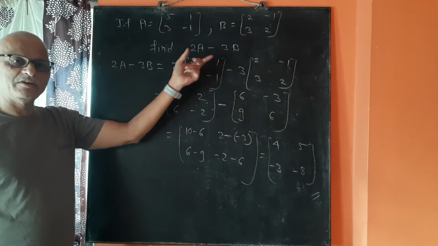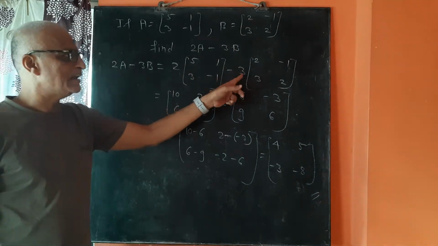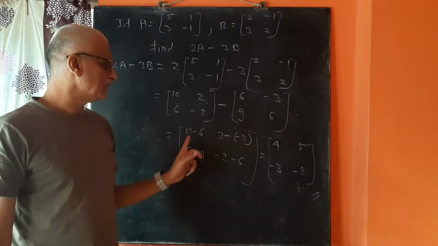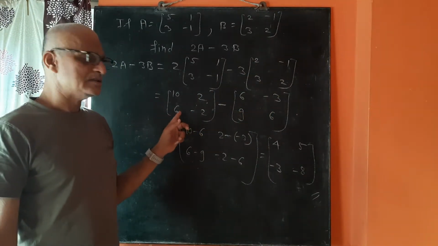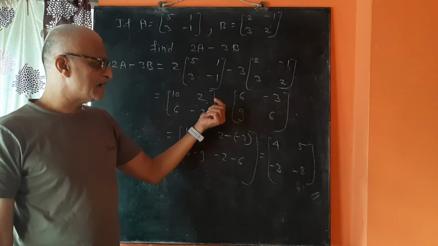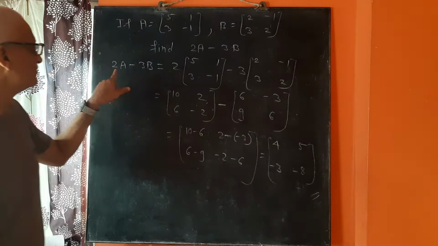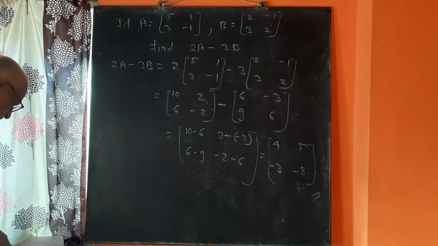Put the values of A in 2 into A, minus 3 into the values of B, apply the scalar multiplication, then subtract the two matrices. Since there is a minus sign, you get the answer, that is 4, 5, minus 3, minus 8, that is 2A minus 3B.